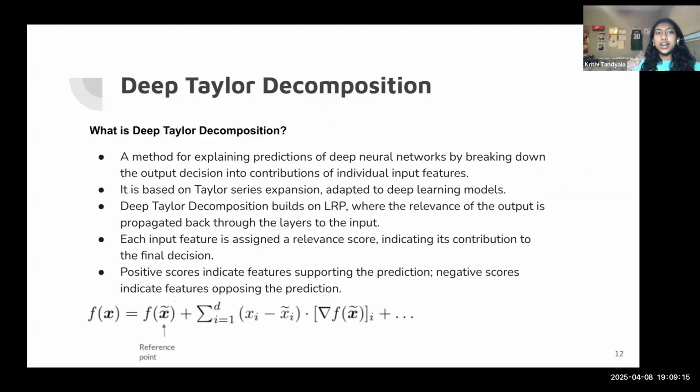Okay, so deep Taylor decomposition. This is a method that builds on LRP. In Deep Taylor decomposition, it breaks down the output decision of the deep neural network into contributions of each individual input feature. And then each input feature is assigned a relevance score that indicates how much it contributed to the final decision of the CNN.